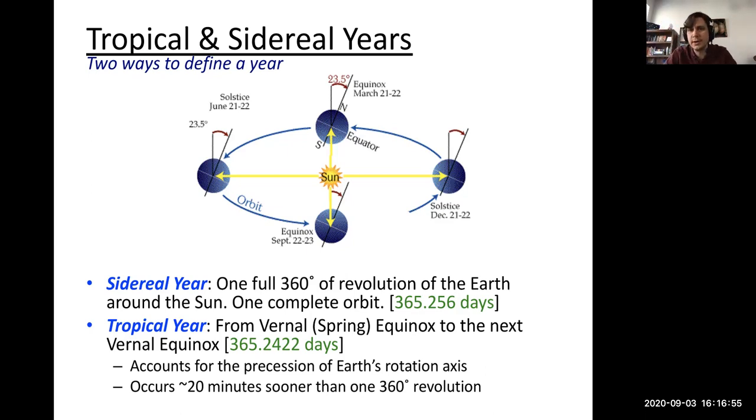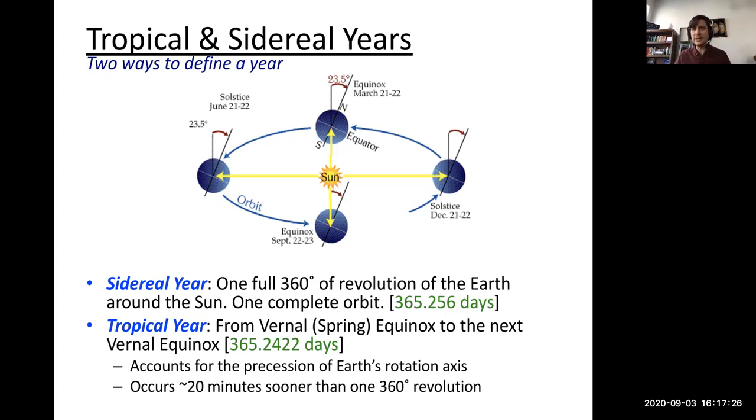That marks one type of year, what we call the sidereal year. Again, this is as measured by the stars. So the same right ascensions will be up as they were exactly a year before. So our sidereal year is our one full 360 degrees of revolution, not rotation, revolution of the Earth around the sun. This takes 365.256 days. This is what most people think a year is.